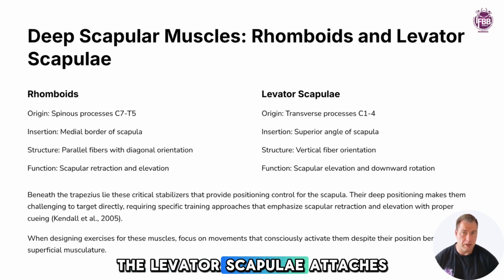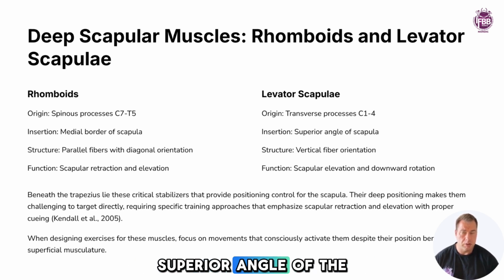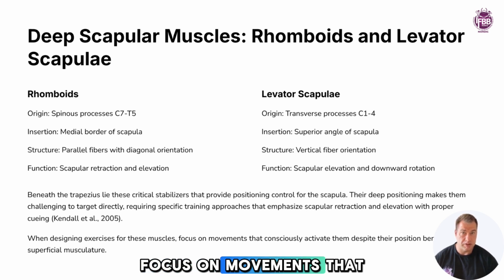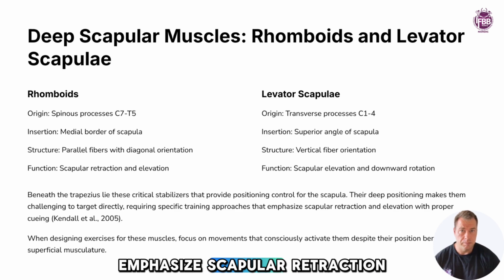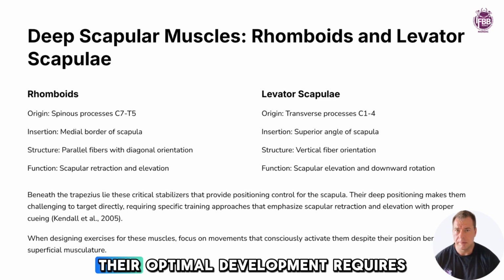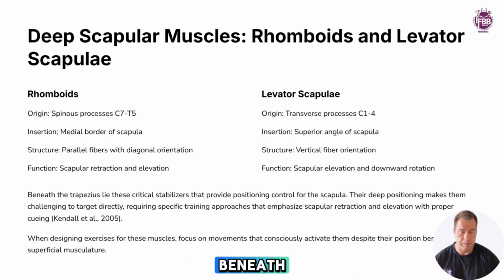The levator scapulae attaches from the upper cervical transverse processes to the superior angle of the scapula with a nearly vertical fiber orientation. These muscles are often undertrained due to their deep positioning. When designing exercises for these muscles, focus on movements that emphasize scapular retraction with slight elevation, and consider that their optimal development requires conscious activation cueing due to their position beneath more superficial musculature.